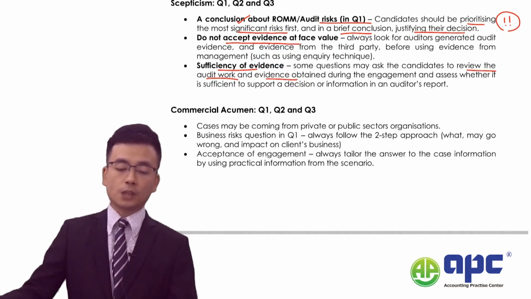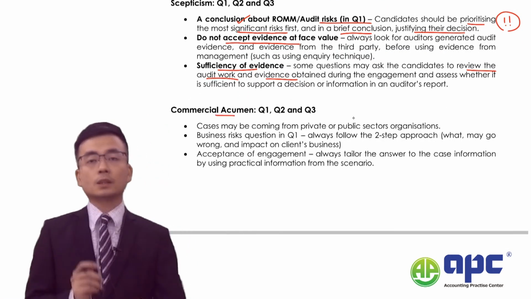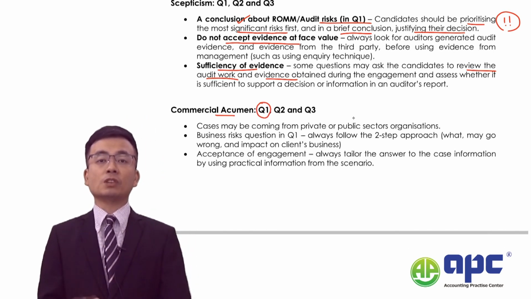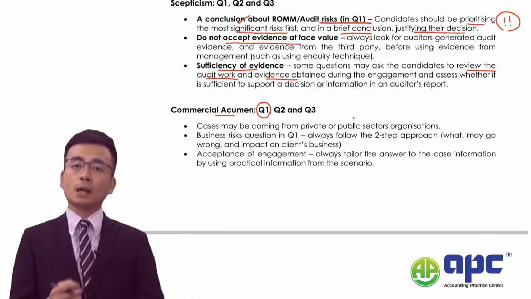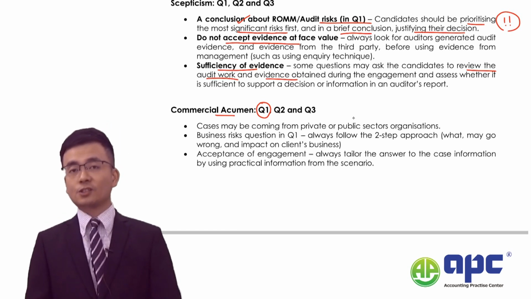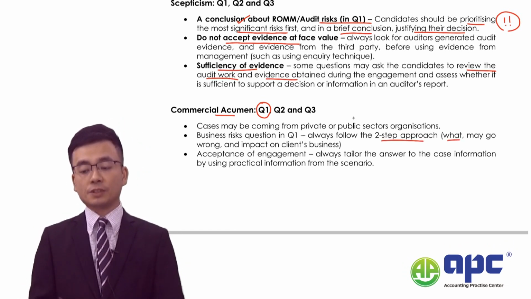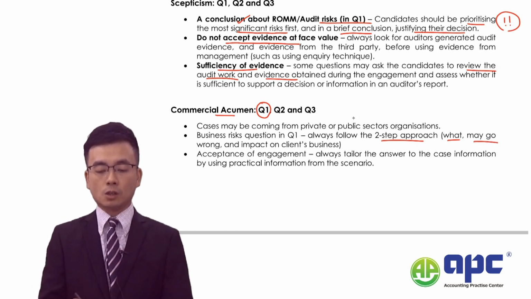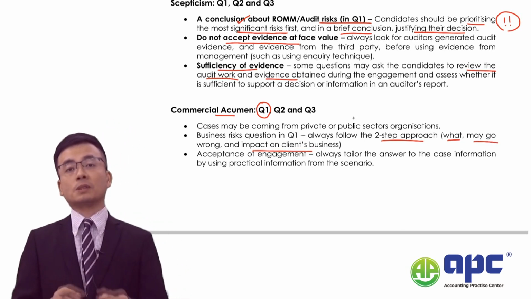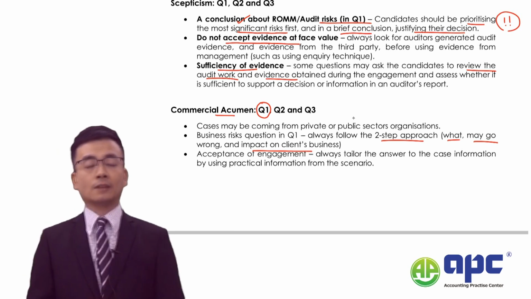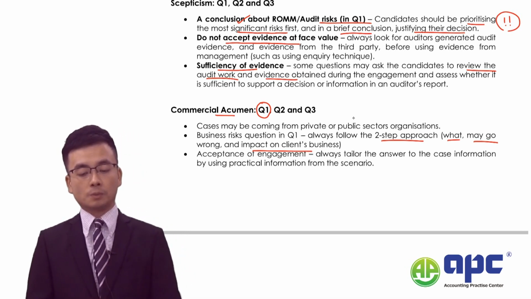The final skill is related to commercial acumen. The commercial acumen in question 1 will always be the business risk considerations, and making sure that you follow our steps in our course, okay? So for example, what the business risk is and what may go wrong, and the impact on the client's business resulting in reduction in future profitability and damaging its reputation and so on.